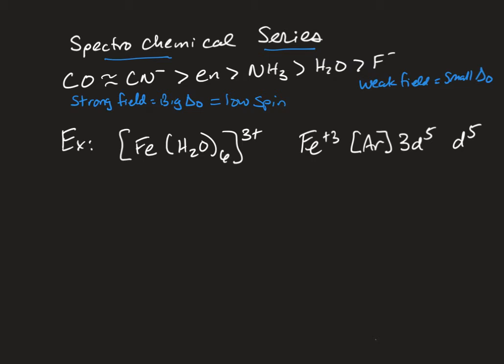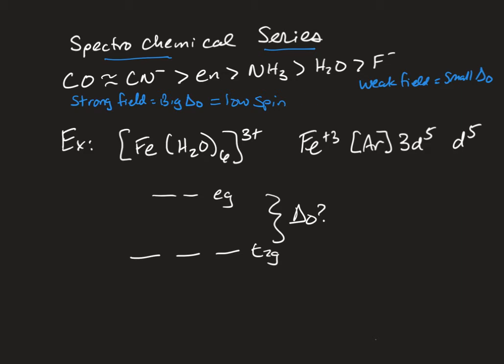So now I have to try to figure out exactly what's going on and what kind of ligand, right? This is an octahedral complex, so I know that I'm going to have a T2G level and an EG level. But again, I need to figure out what is the size of delta O so that I know whether or not I should be pairing electrons first or moving up to the EG level.